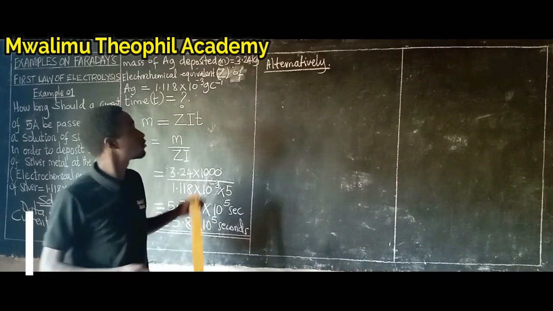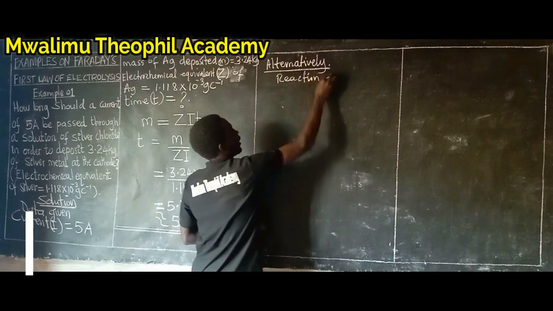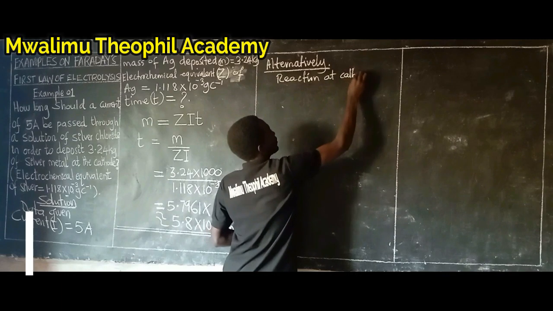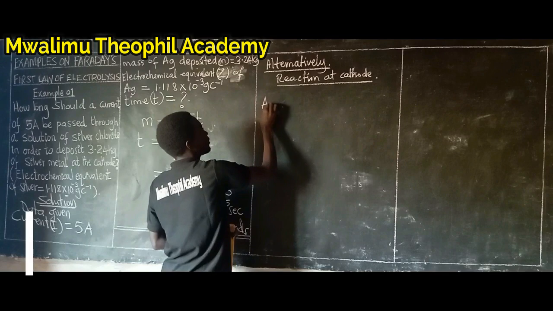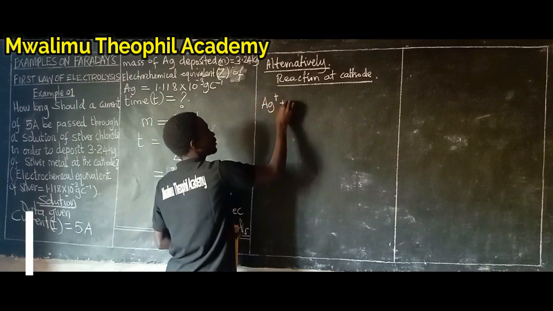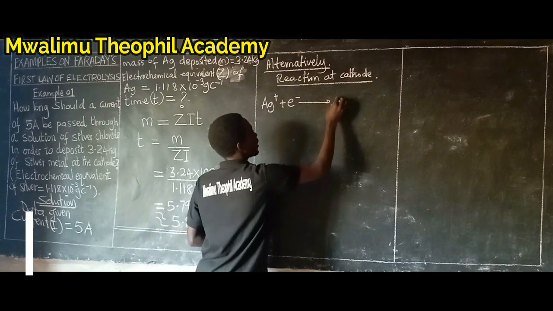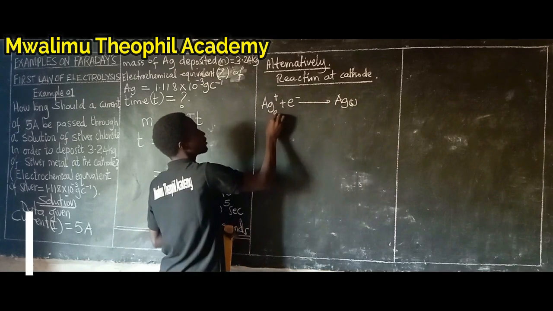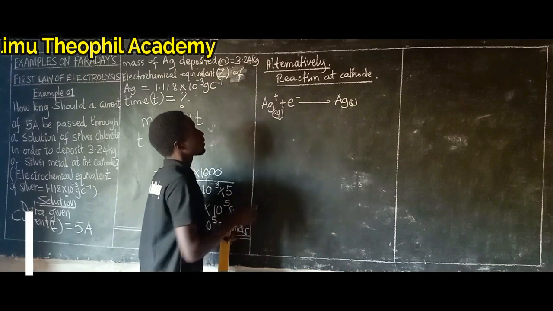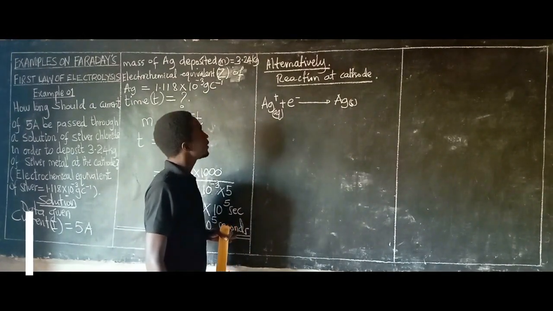Let us see its equation. Reaction at cathode. It means that silver ion is going to be reduced. It will regain the lost electrons and become silver metal, which is in solid form. Here it is aqueous. So this is a balanced chemical equation for the reaction at the cathode, whereby silver ion is reduced, as you may see.